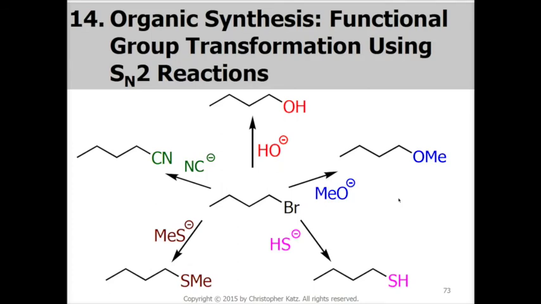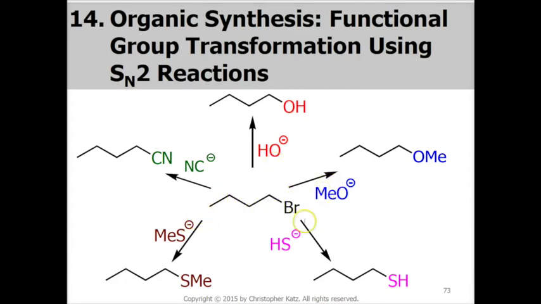Okay. Functional group transformations using SN2 reactions. This is how we should start thinking about organic reactions now. Think about the substrate, and not just about the one nucleophile. Think about all the things that you can possibly do with these things, right?